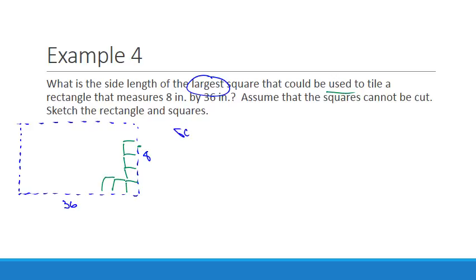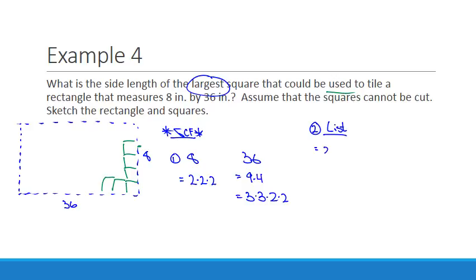So GCF, just so you know what you're thinking here, it's good to identify that. Step 1, your primes. So 2 times 2 times 2, and then 36 is 9 times 4, 3 times 3, and then 2 and 2. Then the second step, we make our list. Before I do that, let's highlight. There's a 2 in each group. There's another 2 in each group. And that's it. That's all that's common. So 2 and 2.